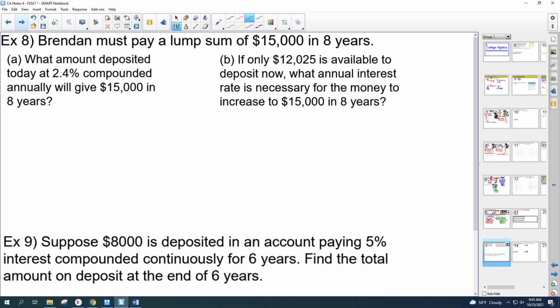Number 8, Brendan must pay a lump sum of $15,000 in 8 years. What amount deposited today at 2.4% compounded annually will give $15,000 in 8 years? First thing I would do is just go through and see what they give me and what they're asking. All right, what amount deposited today? When they say what amount deposited today, which letter is that? Are they asking me for the final amount or the starting amount?